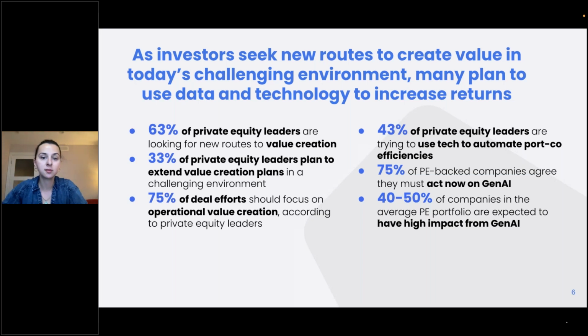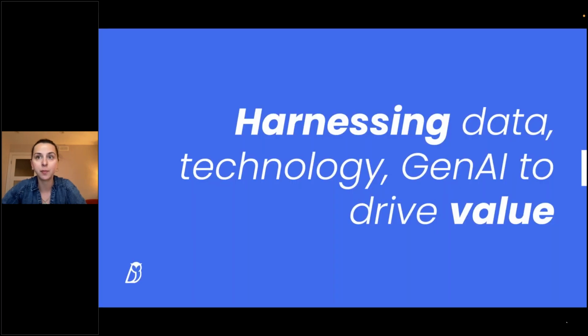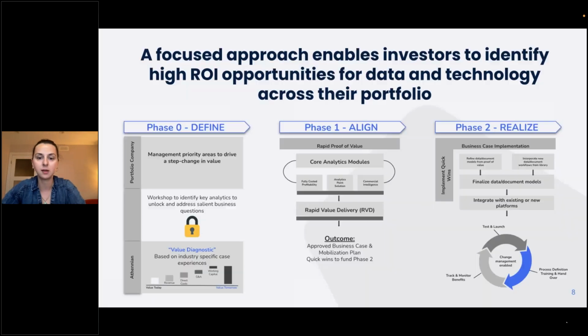So let's have a look at the importance of harnessing data, technology, and GenAI to drive value, and to dive into how to prepare and how to adopt these technologies within your own respective organizations. But before I get into that, I'll turn it over to the audience again. Thanks for sharing some of those themes earlier. Now I pose the question around what are some of the questions your team has thought about when implementing technologies? Maybe also share some of the challenges that you faced as well. So feel free to drop that in the chat, and then I'll start talking about how a focused approach enables investors to identify high ROI opportunities for data and technology across their portfolios.